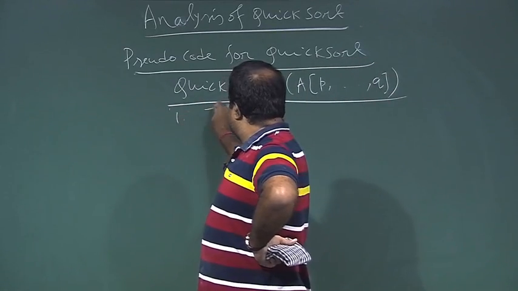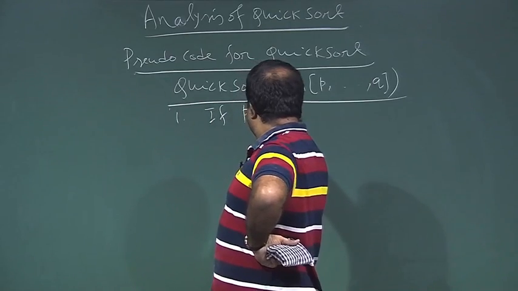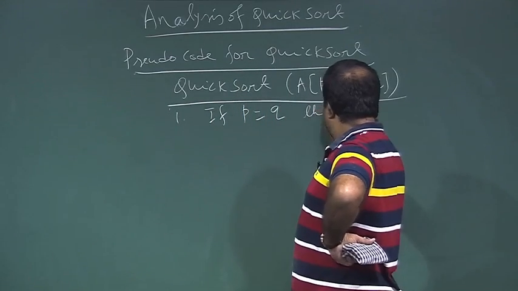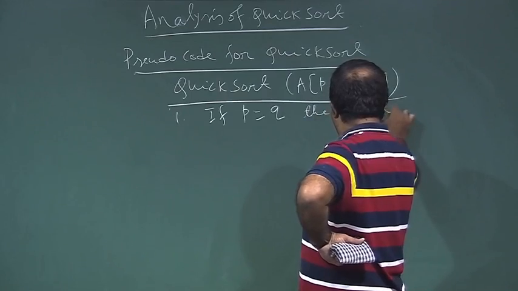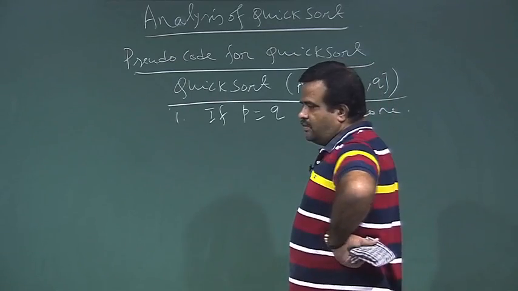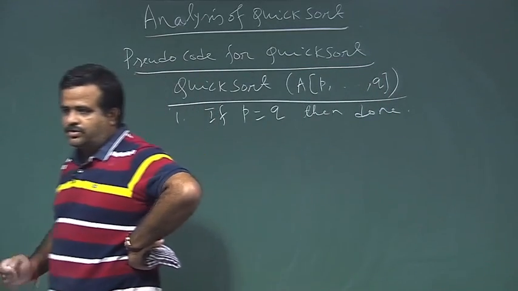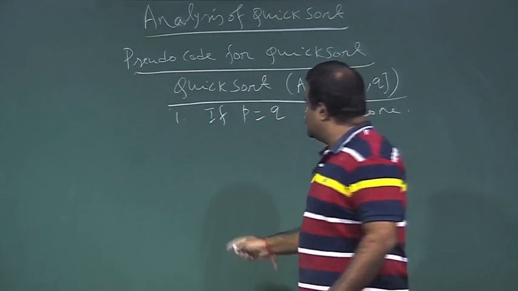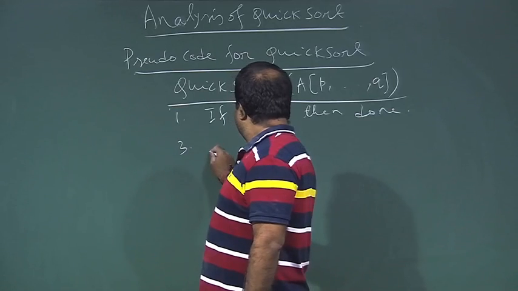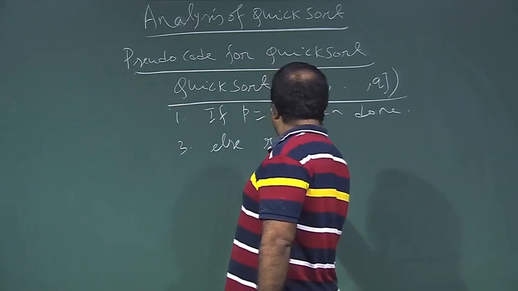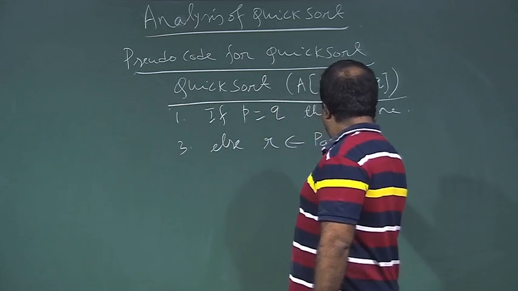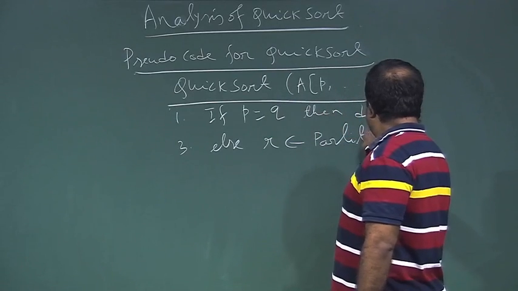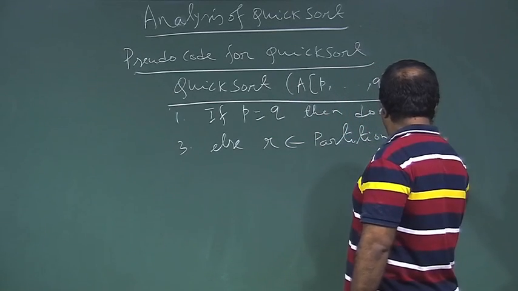Now, if P is equal to Q, then done, then stop, because that is the return, only one element that is already sorted. So we stop when P equals Q; this is the stopping condition in every branch. Otherwise, what do we do? We call the partition.